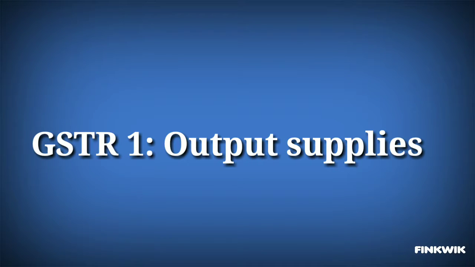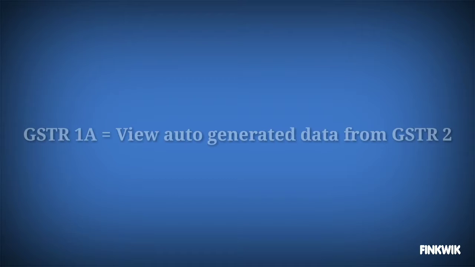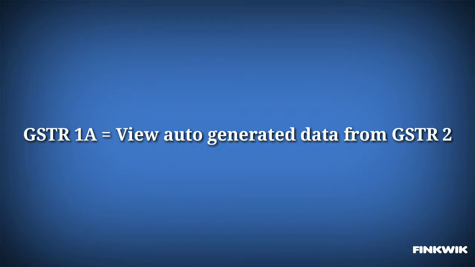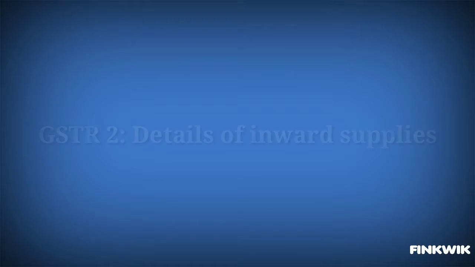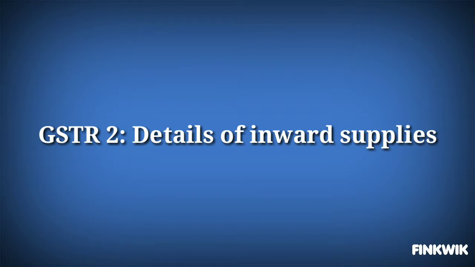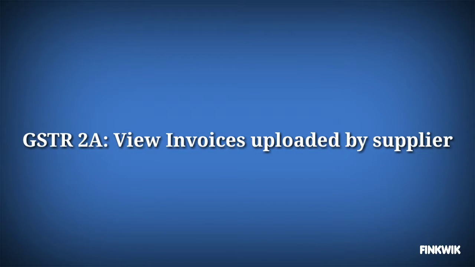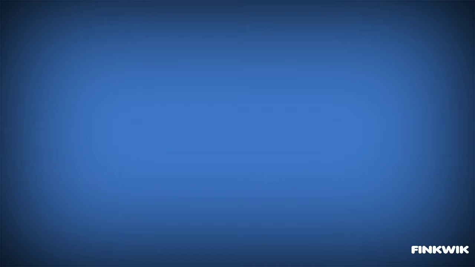It includes filing of total output supplies made within the month concerned. You upload sales invoices in GSTR-1. GSTR-1A allows viewing of auto-generated details produced in GSTR-2. GSTR-2. In the return 2, all the input supplies are to be filed. GSTR-2A. It allows viewing of auto-generated details uploaded by the supplier.